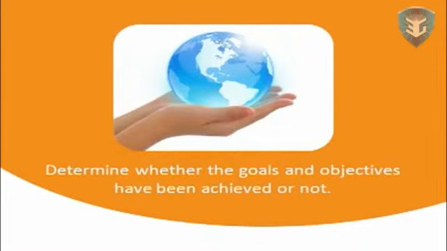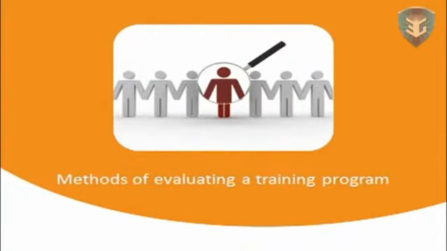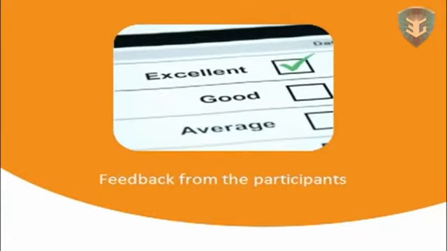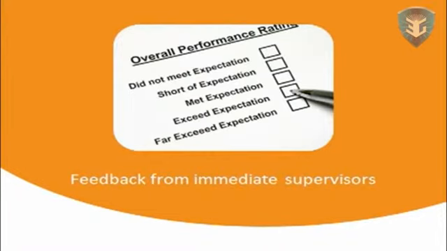The purpose of training evaluation is to determine whether the goals and objectives of training have been achieved. This can be done at the end of the training session. The methods of evaluating a training program include the following. Feedback from participants who have attended the training session through questionnaires or feedback forms. Supervisors can be contacted after a reasonable period of time to understand the extent to which the participants are applying the skills and knowledge gained from the training program in their jobs.